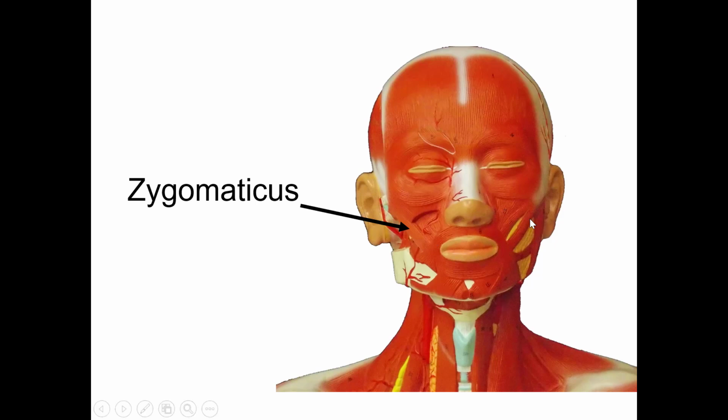On this side of the model, you see an anomaly of the zygomaticus. It's forked or bifurcated. When this muscle contracts, it will still elevate the corner of the mouth, but it will cause the skin in this area to indent, leaving a dimple on the cheek.